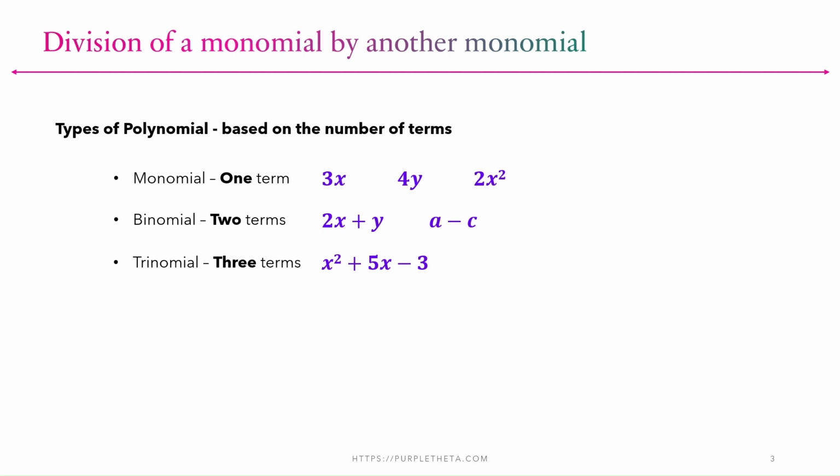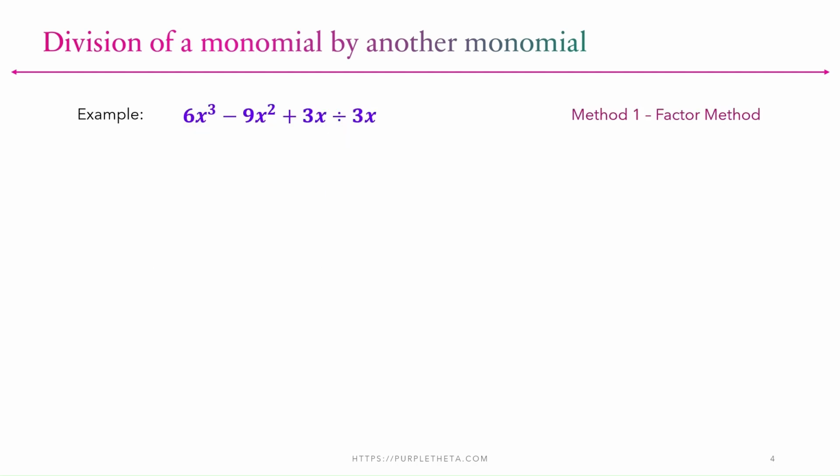Okay. Now let us divide a polynomial by a monomial. Let us divide 6x cube minus 9x square plus 3x by 3x, right? Let us solve it by first method. This is called factor method. In this method, we express each term of the polynomial in factor form.